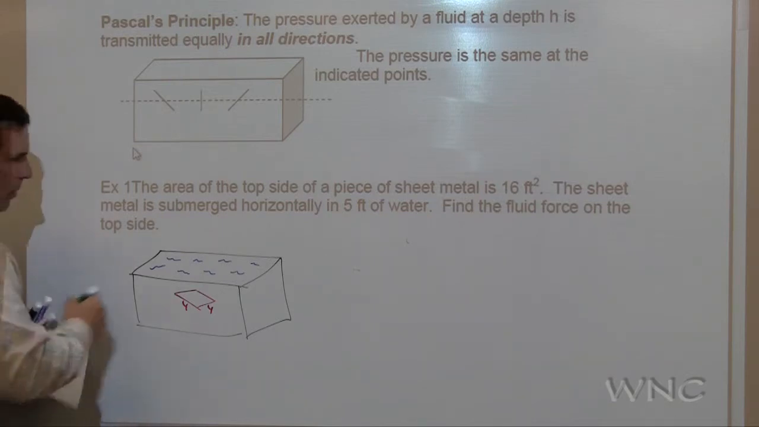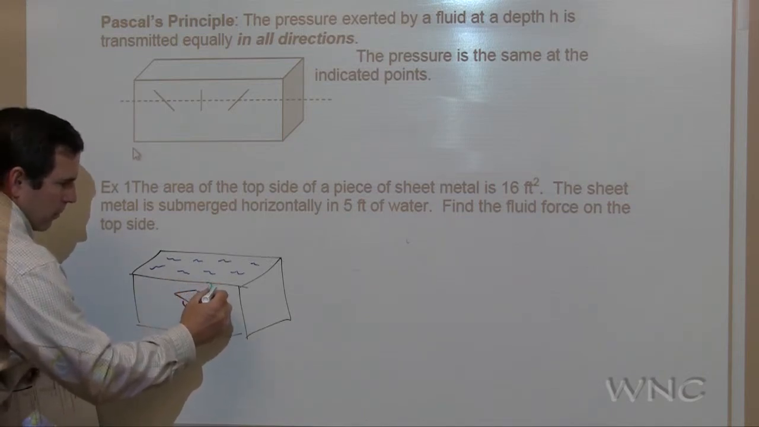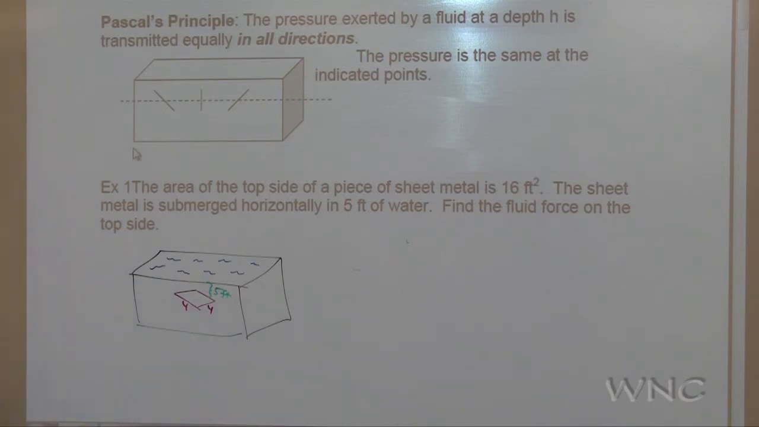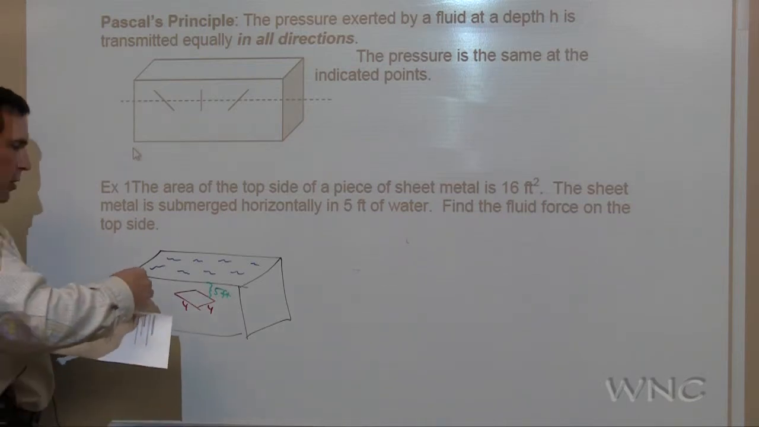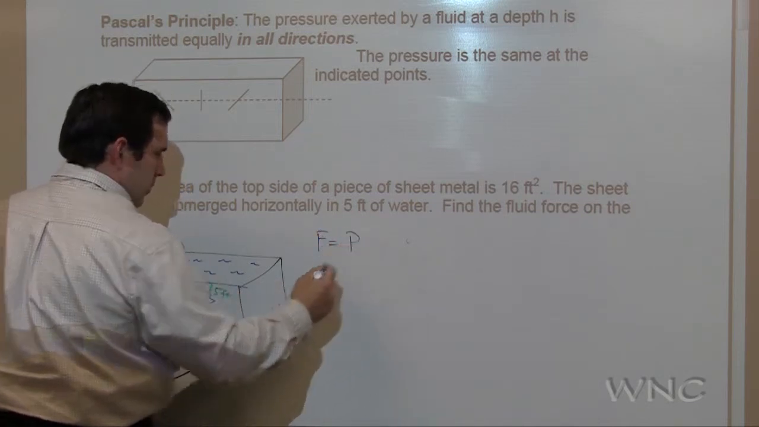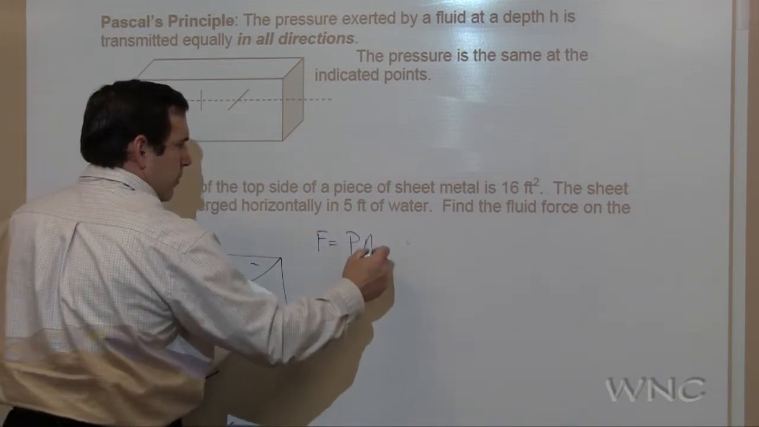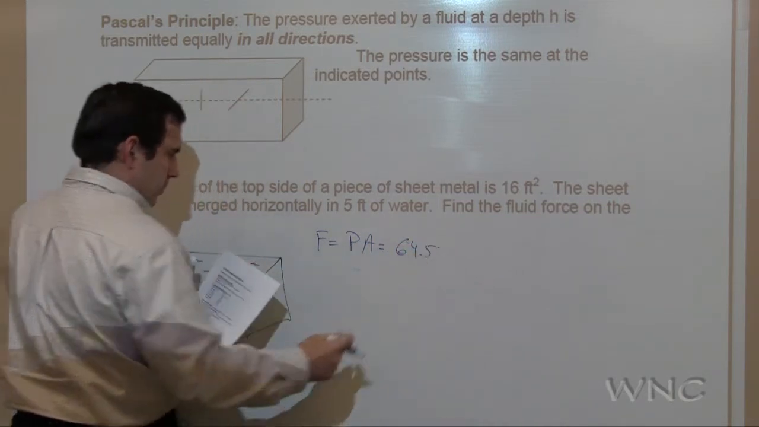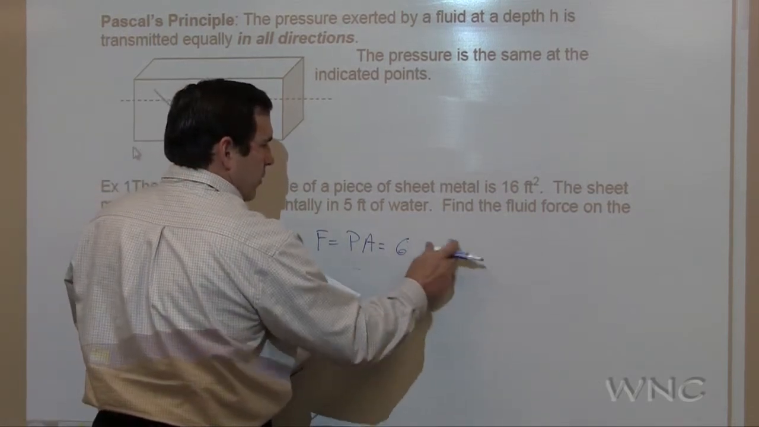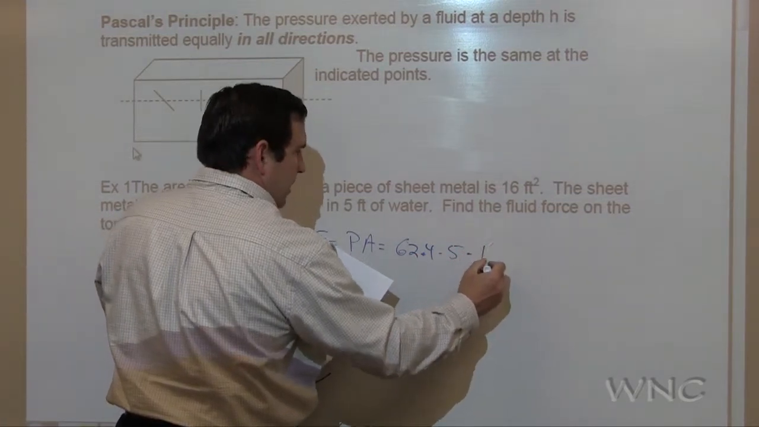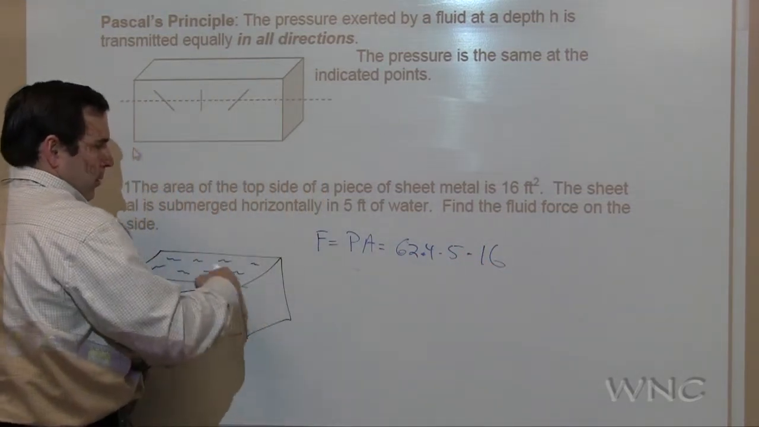We use all 4 colors in this problem. Okay, so what is the force on this? Or what is the fluid force? So the force is going to be the pressure times the area. So we're in water, we do 64.5, or sorry, 62.4, times the 5 feet down, times the 16 square feet of the piece of sheet metal.